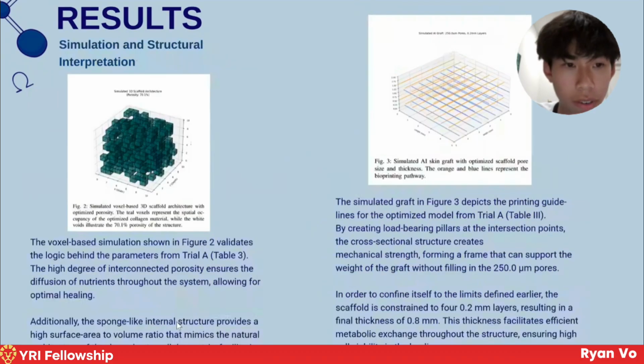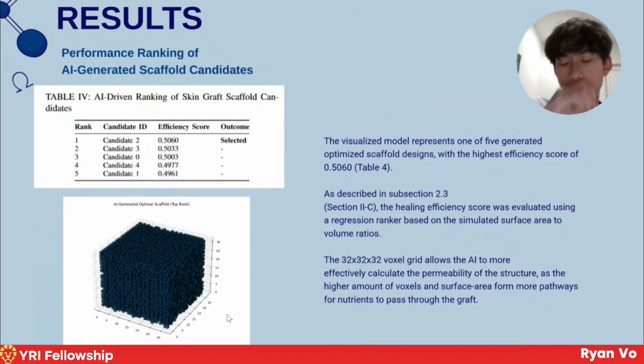Instead of over here where it was 9 by 9 or 10 by 10 around that, here it's a 32 cubed voxel grid. And the reason for that is it allows the AI to more effectively calculate how permeable the structure is, as there is a higher amount of voxels and surface area, giving more pathways for the nutrients to pass through the graft.